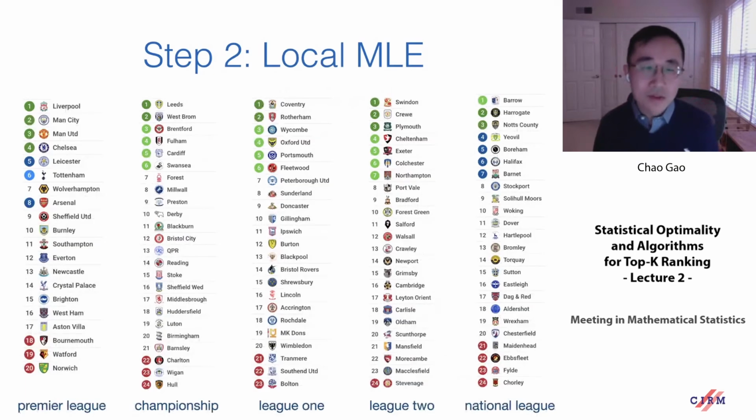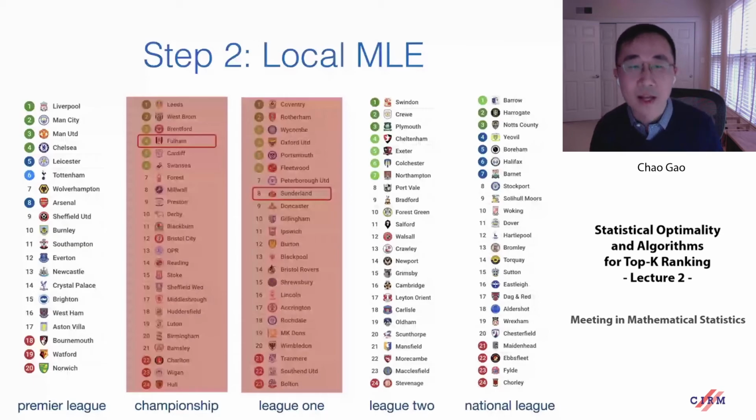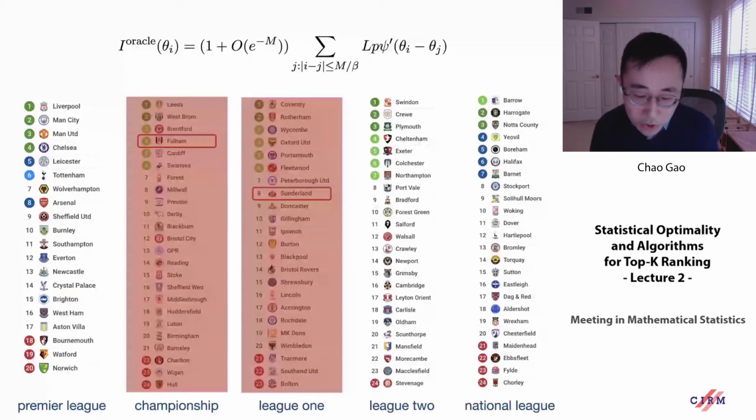So suppose we want to compare Fulham and Sunderland, okay? Fulham was in the Championship last season and Sunderland in League One. So what we need to do is at least include all teams in the Championship and League One in the computation of the local maximum likelihood estimator, right? However, according to the Fisher information formula, we should include all teams in the neighborhood of the team that we need to do inference on, right?